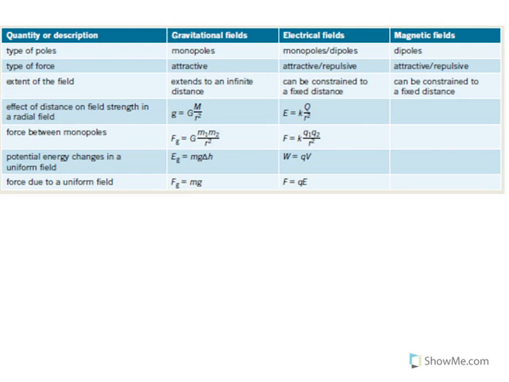So here's the fields, and here's the table. So gravitational, electrical and magnetic, and here's the thing. So the type of pole, there we go. Gravitational is always monopole, so there's always just one planet attracting stuff. Electrical could be monopole or dipole, so in other words, we could have just one charge, like a negative, or we could have both the negative and positive. Magnetics are always dipoles.